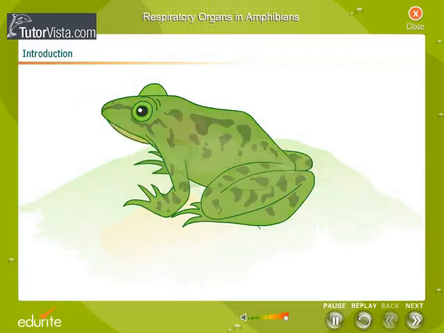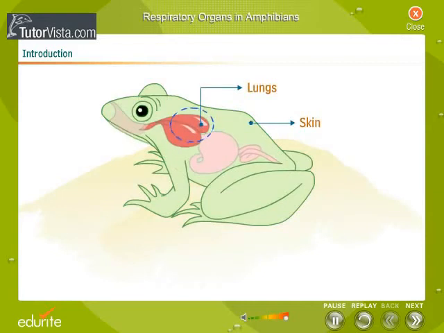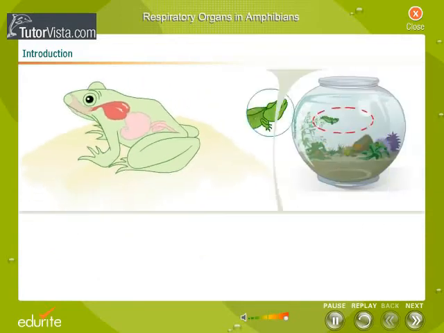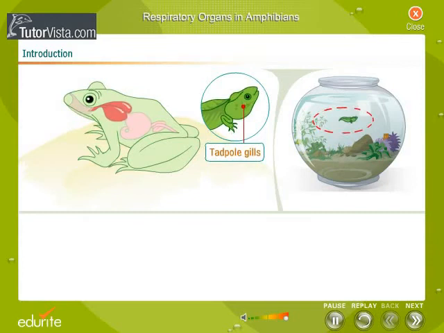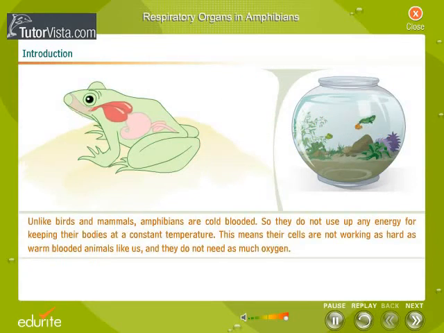Unlike humans, amphibians can breathe through lungs, through their skin, and also by using gills. Unlike birds and mammals, amphibians are cold-blooded, so they don't use up any energy for keeping their bodies at a constant temperature. This means their cells aren't working as hard as warm-blooded animals like us, and they don't need as much oxygen.